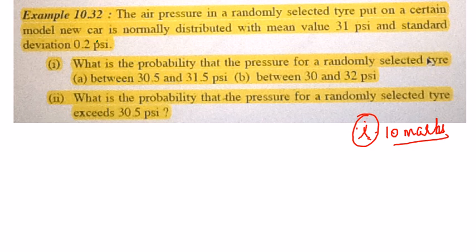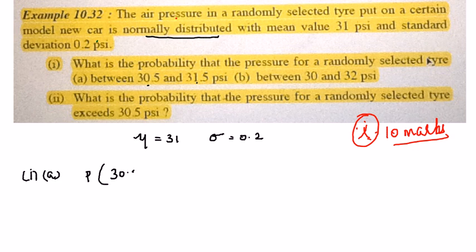So let's get started. The air pressure of a randomly selected tire put on a certain model new car is normally distributed, given the mean as 31 and standard deviation as 0.2. What is the probability that the pressure for a randomly selected tire is between 30.5 and 31.5? That is the first part, the A part. What is the probability that x, if x is going to be that randomly distributed variable, is between 30.5 and 31.5? Now, as always, we start with the formula, right?